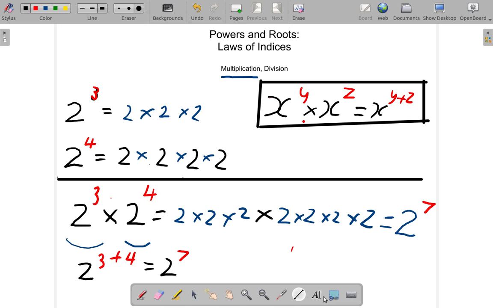So that is the law of indices as it relates to multiplication.